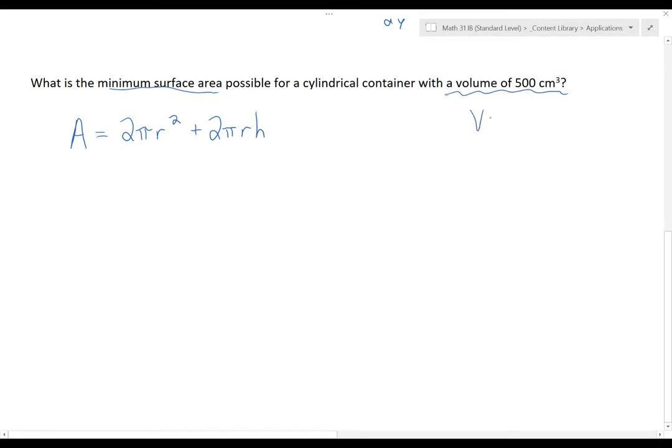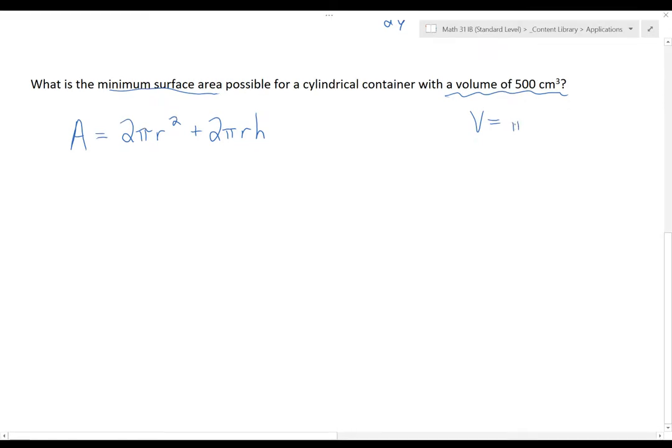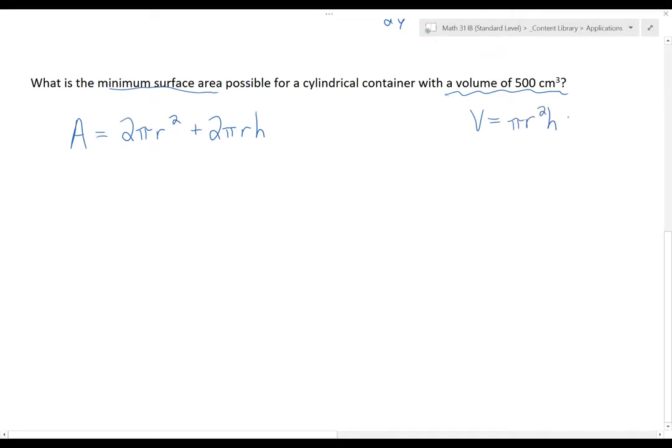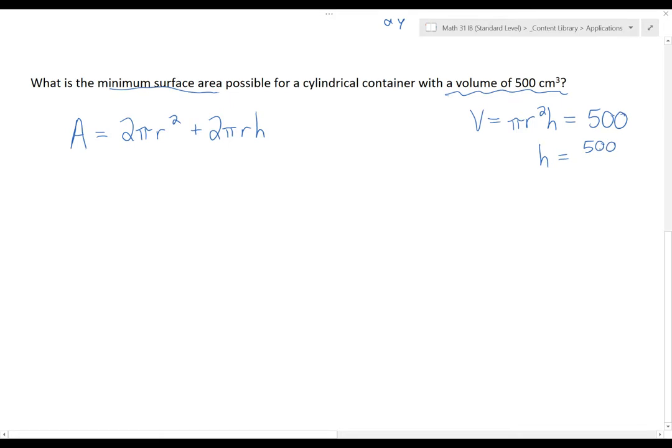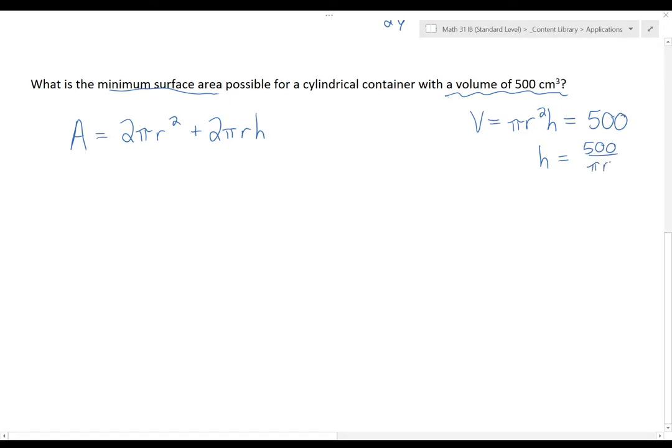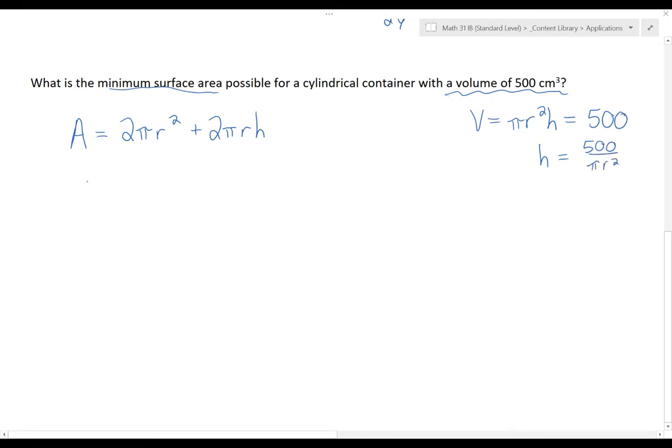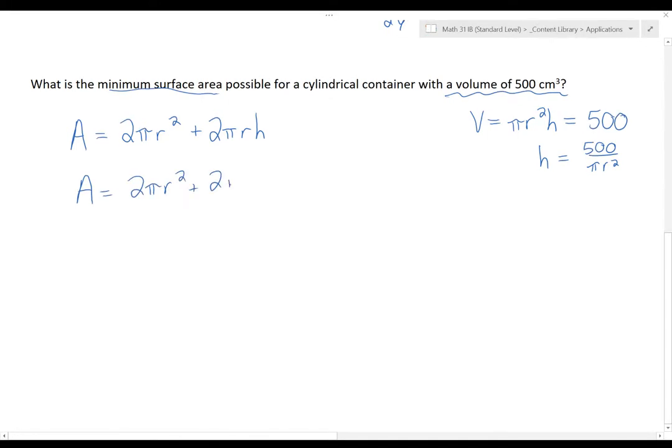So the volume of a cylinder is pi r squared h, which has to equal 500. So I can isolate h here. h equals 500 over pi r squared, which means I can substitute that into my area formula. So area is 2 pi r squared plus 2 pi r times 500 over pi r squared.